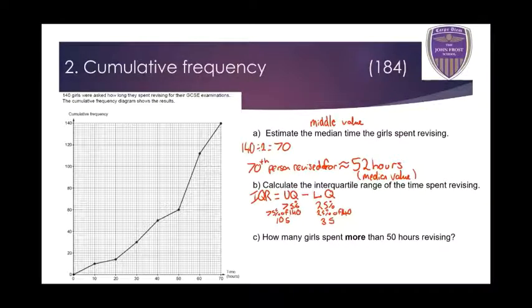Okay. Now, these numbers, these aren't how many hours they're revised for. This is the person we need to be looking at. So we need to find the 105th person, and we need to find the 35th person. And then we're going to take away their times we estimate they revised for, and that will give us our interquartile range. So let's do that now.